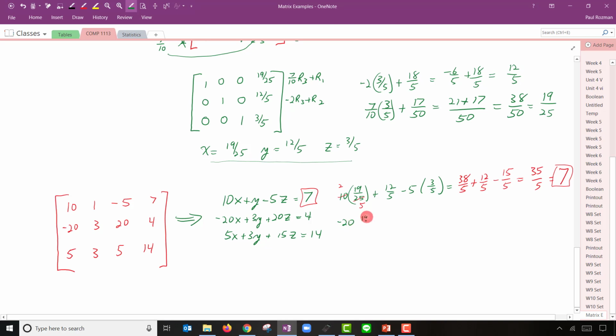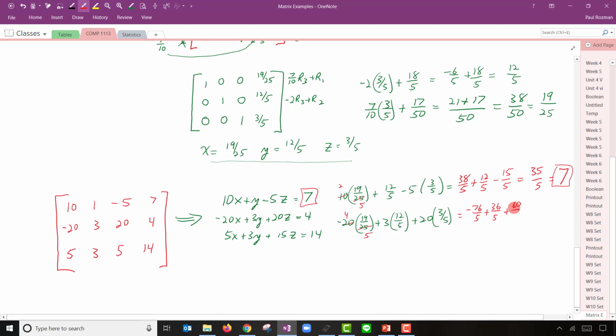Negative 20 times 19 over 25 plus 3 times 12 over 5 plus 20 times 3 over 5. A lot of arithmetic today. Maybe I'll reduce this fraction down to fifths. So what do we have here? Negative 4 times 19 is negative 76, plus 36 over 5 and plus 80 over 5.